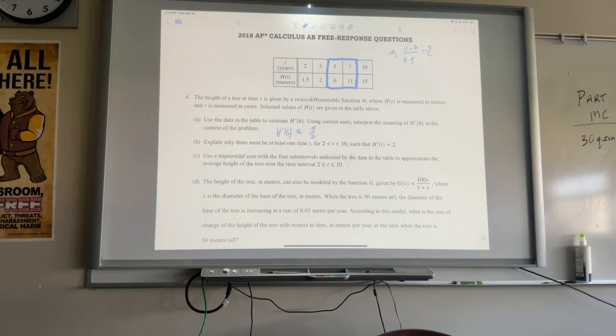We do have to use correct units though. And you guys look, if I did that over that, what are my units? Meters per year. If I write meters in British English, will they mark me down? No, because they don't take off for spelling, as long as you get the point across.